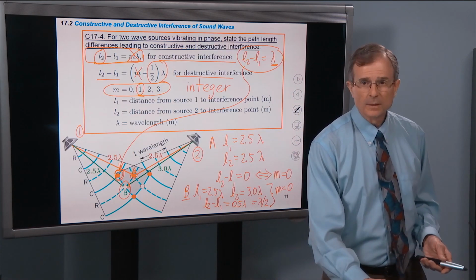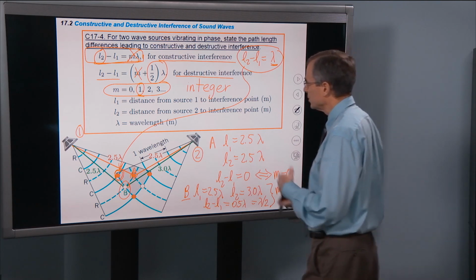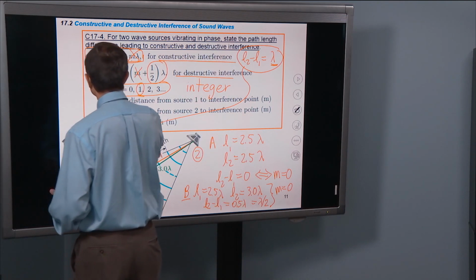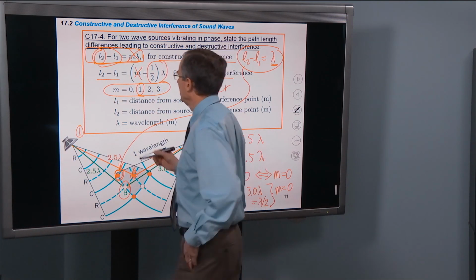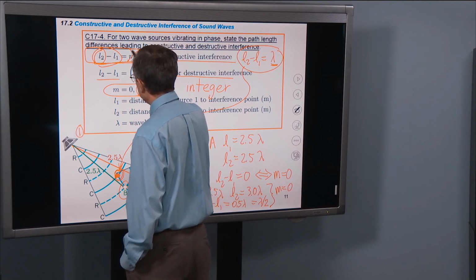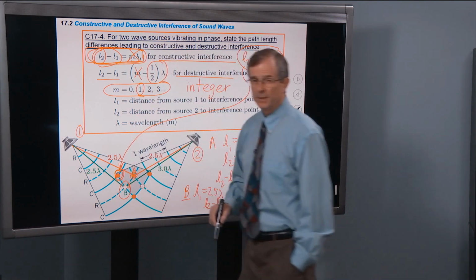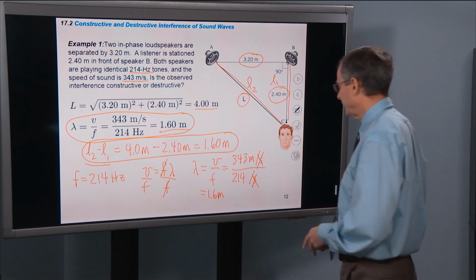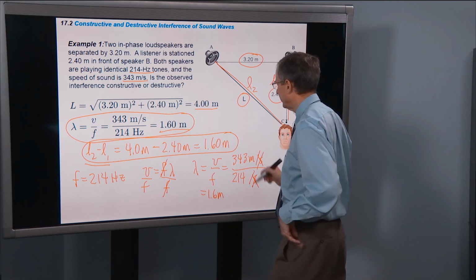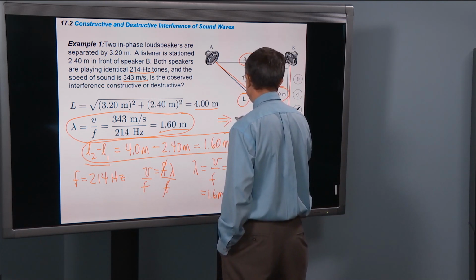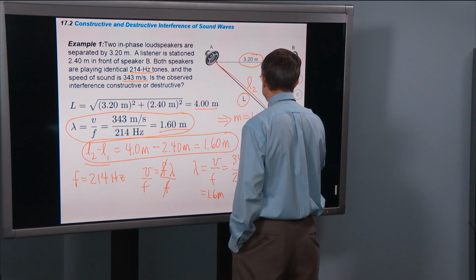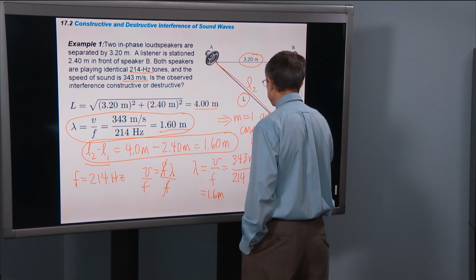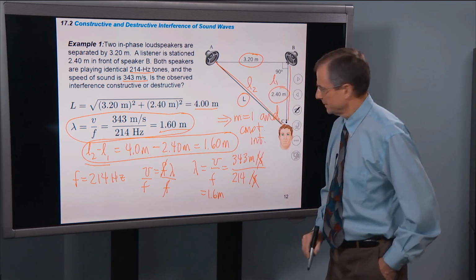So going back to this concept, are we going to get constructive interference or destructive interference? This L2 minus L1 is 1.6, and lambda is 1.6, so it coincides with constructive interference with m equals 1. The difference in the paths is one wavelength, and that implies m equals 1 and constructive interference. Great.